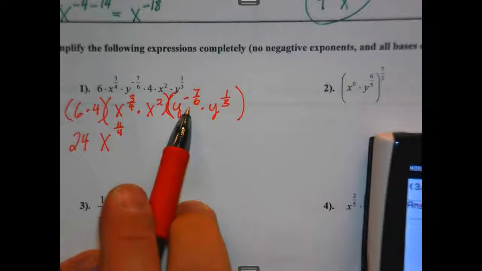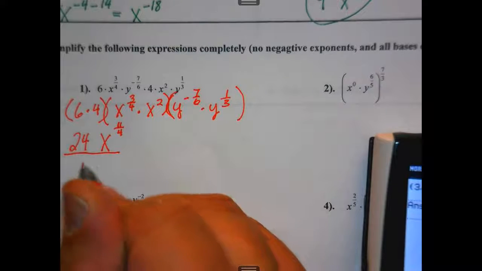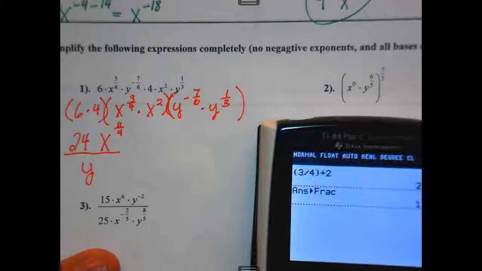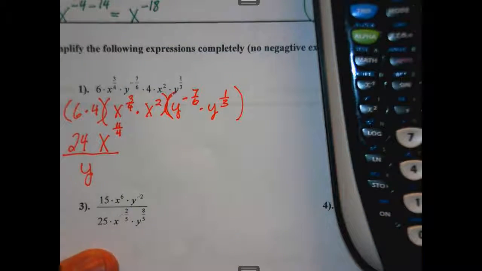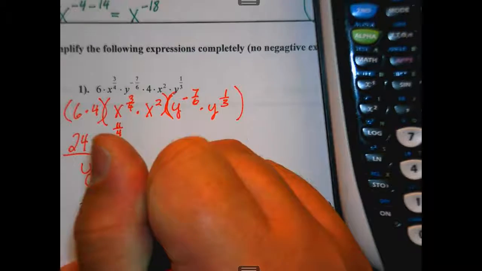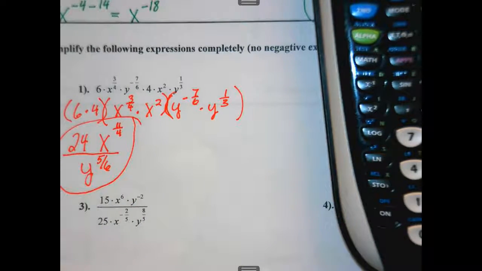By the way, that's over 1, right? So we're going to have a bigger negative number than a positive. So the y is going to go in the bottom. Is it 5/6? Negative 7 divided by 6 plus 1 divided by 3. Hit math, enter, enter, and I get 5/6. You are correct. And that's my answer.